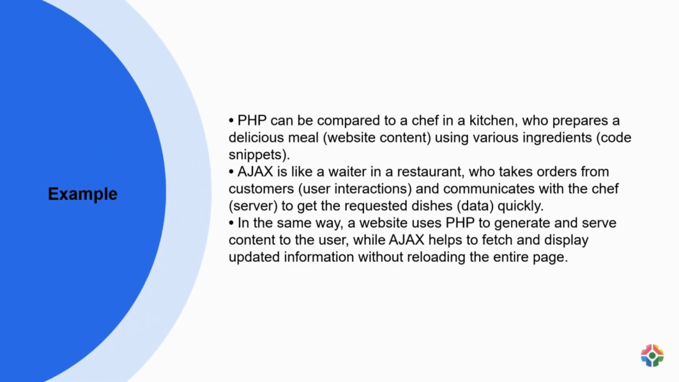PHP can be compared to a chef in a kitchen who prepares a delicious meal, website content, using various ingredients, code snippets. AJAX is like a waiter in a restaurant who takes orders from customers, user interactions, and communicates with the chef, the server, to get the requested dishes, data, quickly. In the same way, a website uses PHP to generate and serve content to the user, while AJAX helps to fetch and display updated information without reloading the entire page.